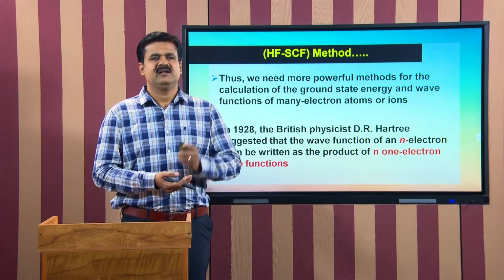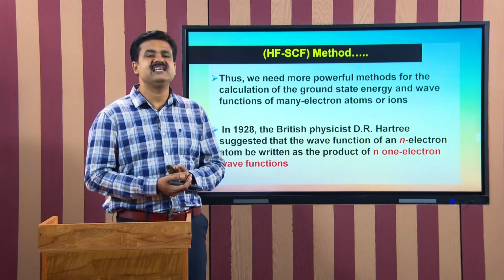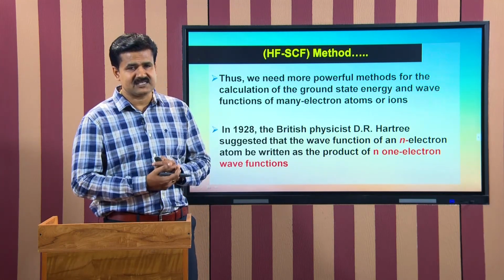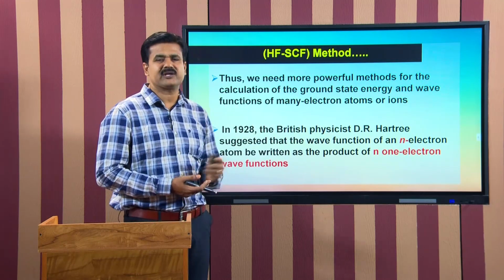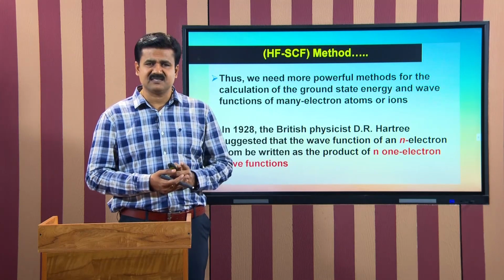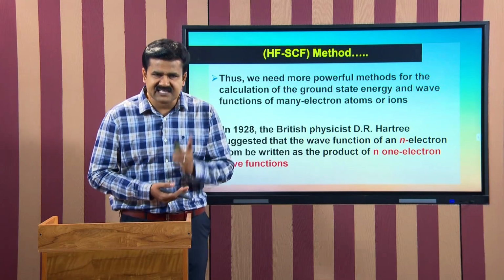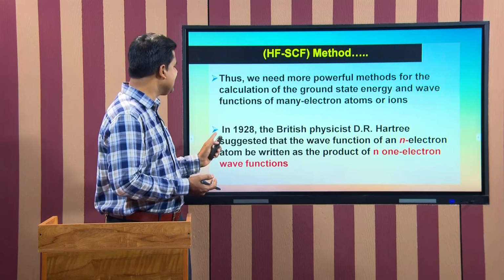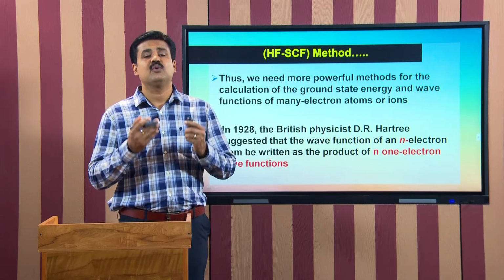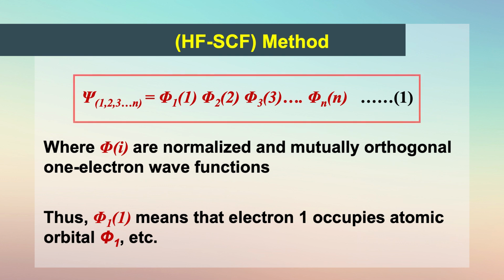Thus, we need more powerful methods for calculation of the ground state energy and wave functions of many electron systems or ions. In this circumstance, in 1928, the British physicist D.R. Hartree suggested that the wave function of an n-electron atom be written as a product of n one-electron wave functions. This is a very important assumption, and this is the very basic principle behind the Hartree method. That is, the wave function of an n-electron atom may be represented as a product of n one-electron wave functions. This statement can be mathematically represented like this.